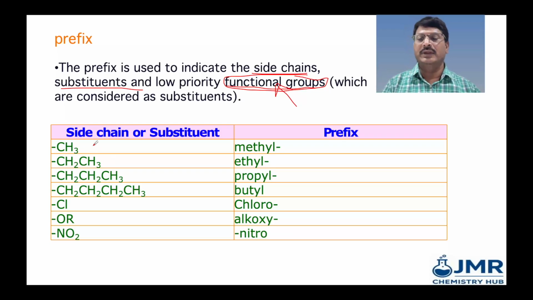For example, if it is CH3, you can write it as methyl; CH2CH3, ethyl; CH2CH2CH3, propyl; then butyl, chloro, alkoxy, nitro. If it is OH, it will be written as hydroxy. If it is COOH, it will be written as carboxylic acid. Like that, you can use the prefix word to indicate the substituents or side chains present in the compound.